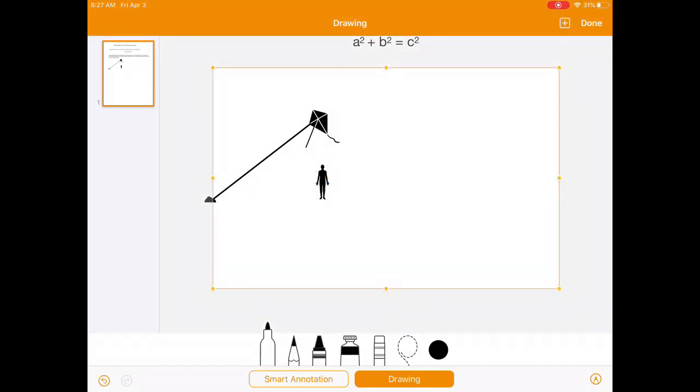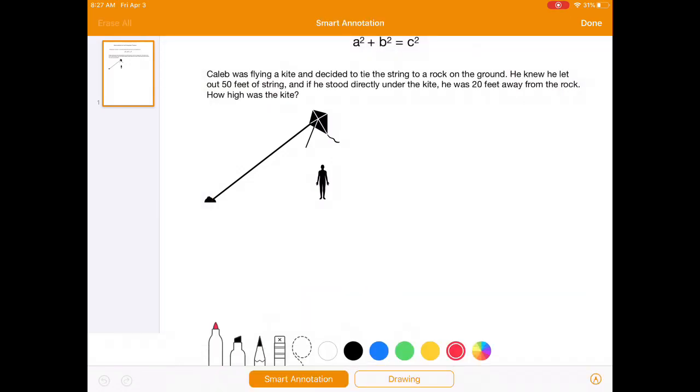So reading through the problem again, it says that Caleb was flying a kite, decided to tie the string to a rock on the ground. He knew that he let 50 feet of string out, and then he stood directly under the kite, and he was 20 feet away from the rock. And the question is, how high was the kite? So let's put some information on here that we know. So we know that the string was 50 feet. We know that Caleb is 20 feet away from the rock.